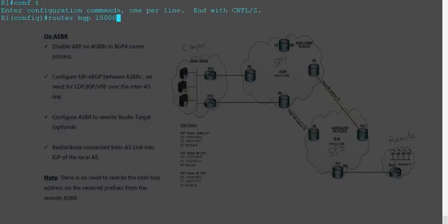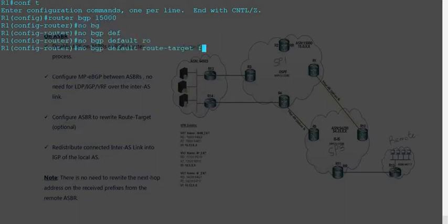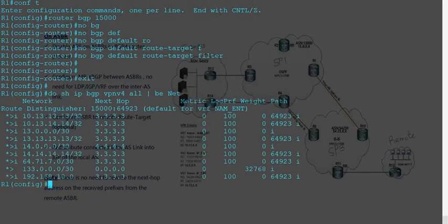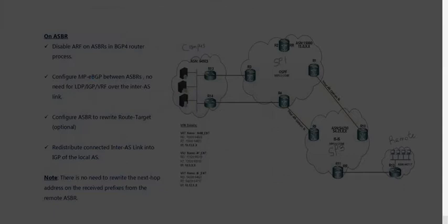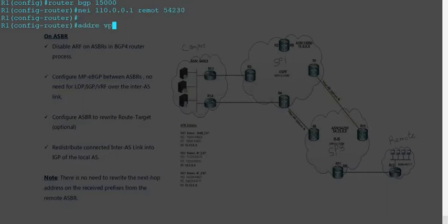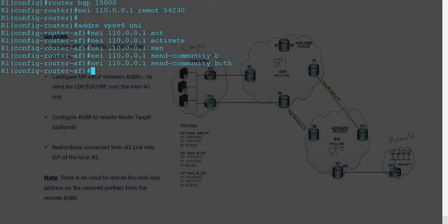So we'll go by the configuration guide. First we have to disable the automatic route filtering as stated. As soon as you have that, you can also check and verify if there is any changes. Nothing yet. Then the next thing we do is to configure the multi-protocol MP-BGP. Remember, in option B, we do not need to enable LDP or IGP or VRF on the inter-AS link. So all we just need to do is configure the MP-BGP between the ASBRs on both service provider networks.